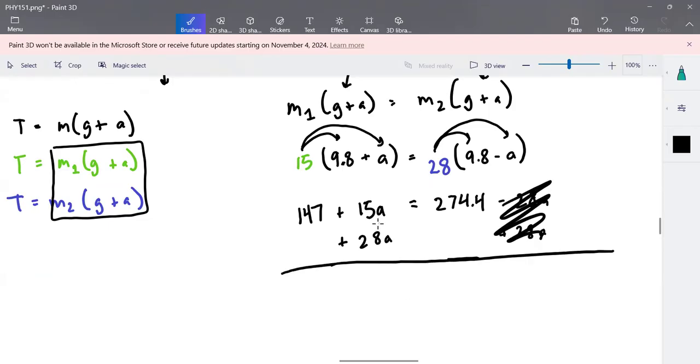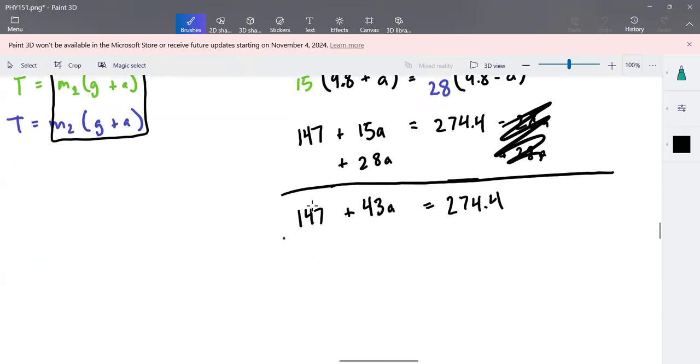And over here I've got 15 plus 28. I am using the calculator to get 43. Okay, and I'll now drop down everything I haven't messed with. That's still there, that's still there, that's still there.